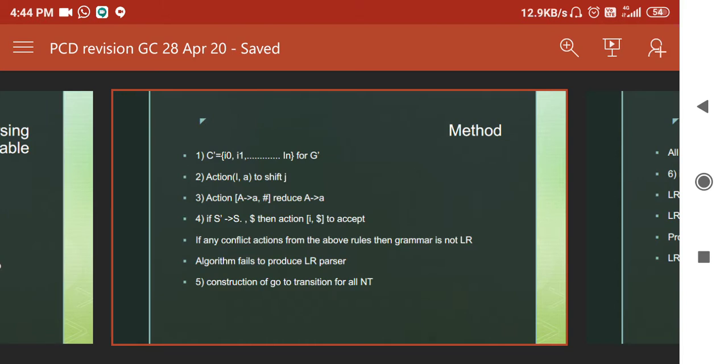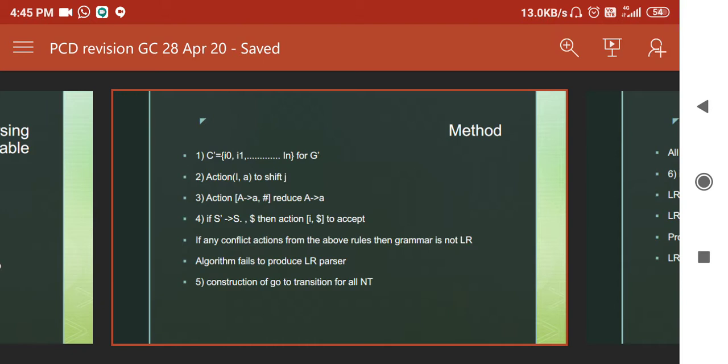So in the first step, I have given C dash equal to I0, I1 up to IN for G dash. First we must know the canonical collection of sets of items that we have. Starting from I0 till IN, we have to use all those item sets. That's very important. We must not miss even a single item set in this conversion process. So that's about the first one.